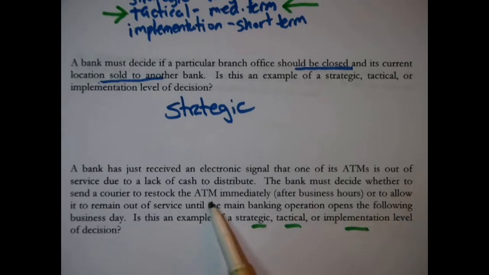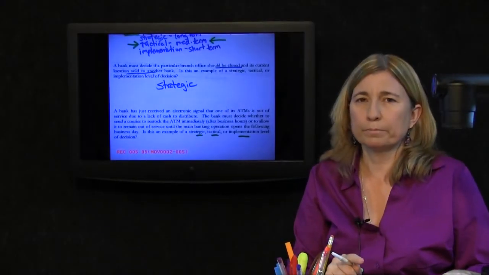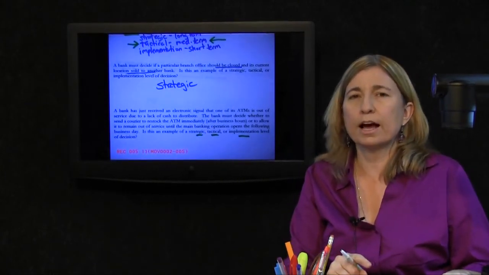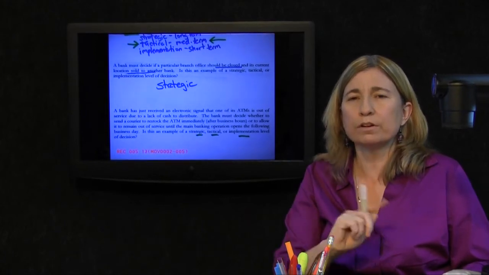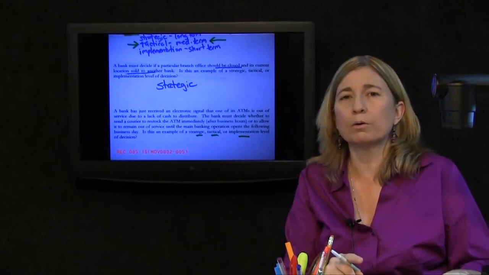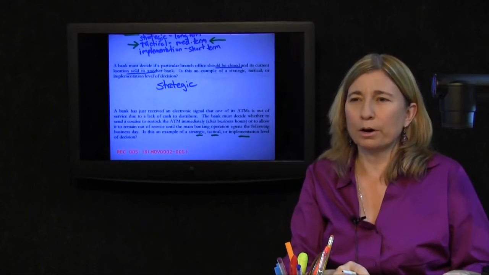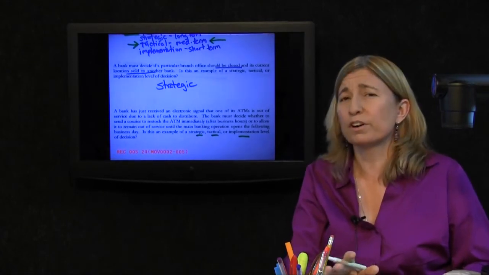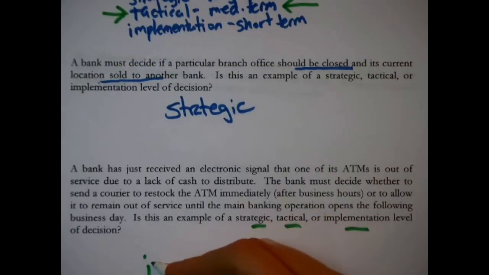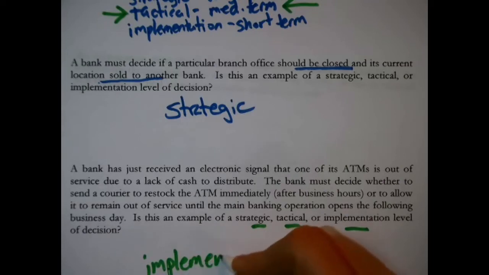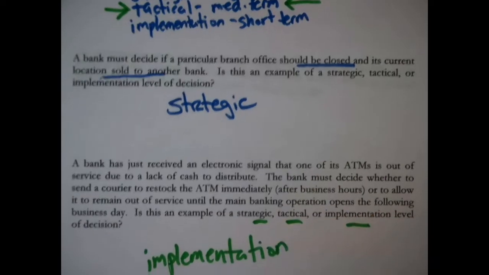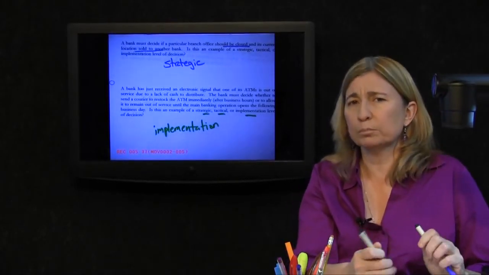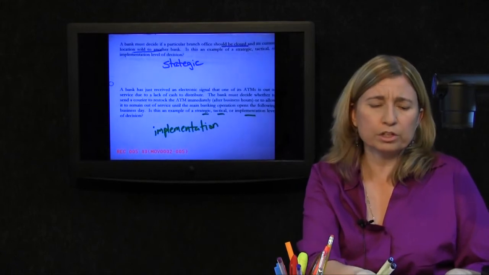All right, notice it's just one ATM machine. Just now we got a signal. We are deciding between a courier or just letting it stay out of cash, which is something that even if we decide either way, by tomorrow it will be a new day and the ATM will have cash either way. The decision doesn't last very long at all. Right, this is implementation. These are all signs that it's fair enough to call this particular decision as belonging to the implementation level. Extremely short term.